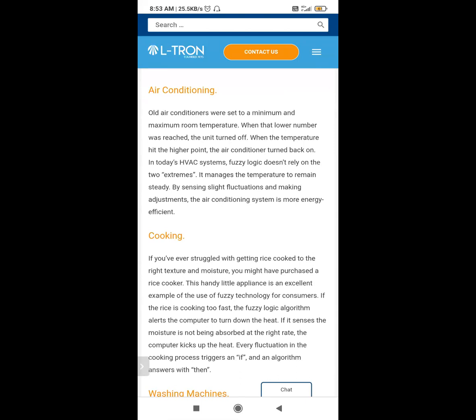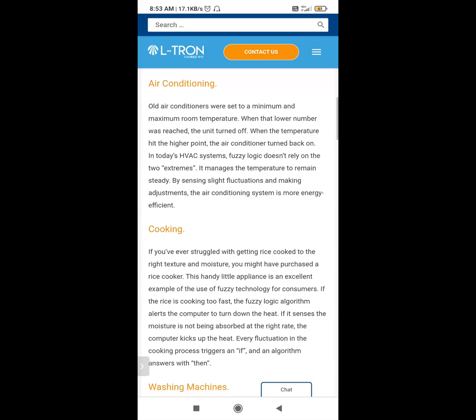While it senses the environmental temperature, it keeps the AC at a steady temperature only. By sensing slight fluctuations and making adjustments, the AC is more energy efficient. So like that, fuzzy logic is used in ACs.